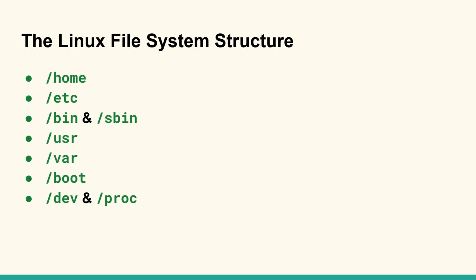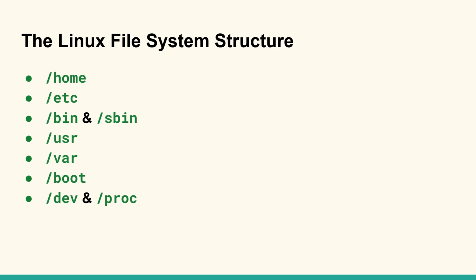Then we have the usr folder. This stands for Unix System Resources, where most of the user level information and libraries will be present. If we install any new software, then it will often be present under the usr/bin or usr/lib directory, as you can see.